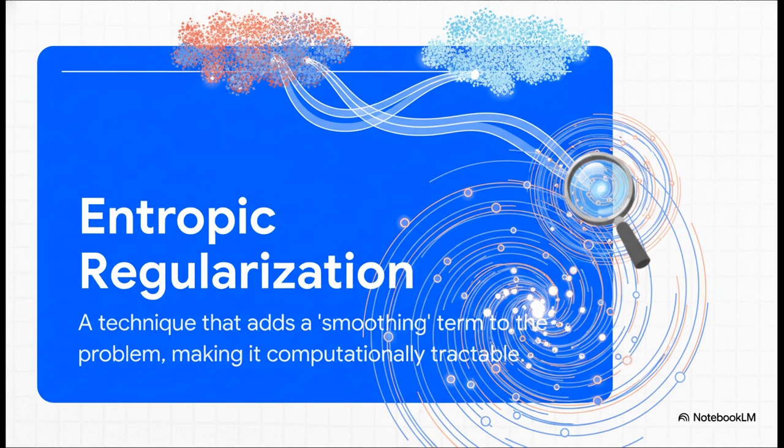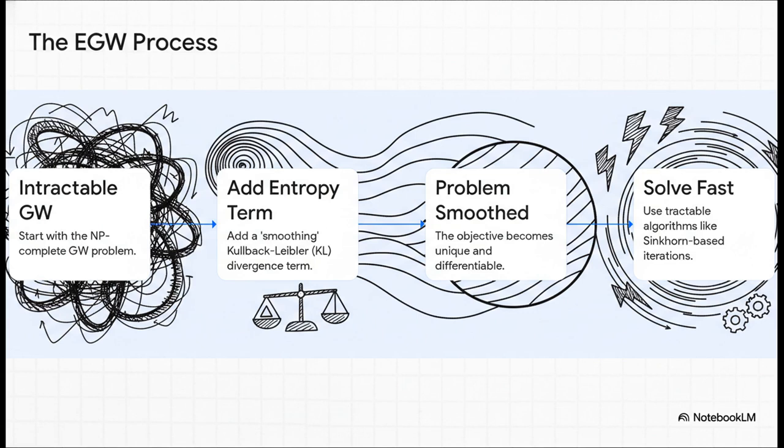The best way to think about it is like adding a tiny bit of blur or fuzziness to the alignment. So instead of demanding a single perfect one-to-one match for every single point, it allows for a softer, more probabilistic matching. And this one little change has a massive effect on the underlying math. So let's just walk through how this magic trick works.